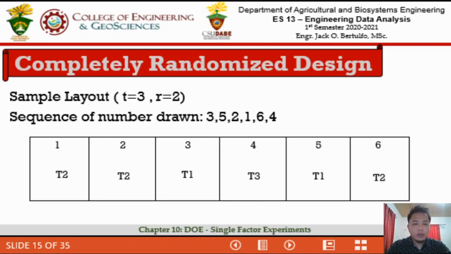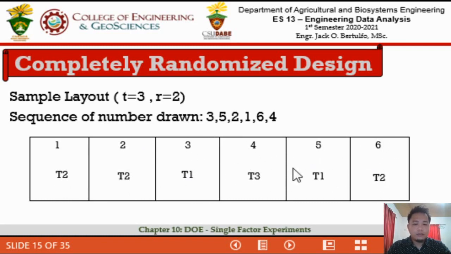So let's say that you assign numbers for every treatment, then you randomly pick one. Then each experimental unit will receive an equal chance of having this treatment. So for experimental units 1, 2, 3, and 4, this is the sequence. Let's say experimental unit 1 received treatment T2, experimental unit 2 received T2 again, experimental unit 3 received T1, 4 received T3, 5, and so on.